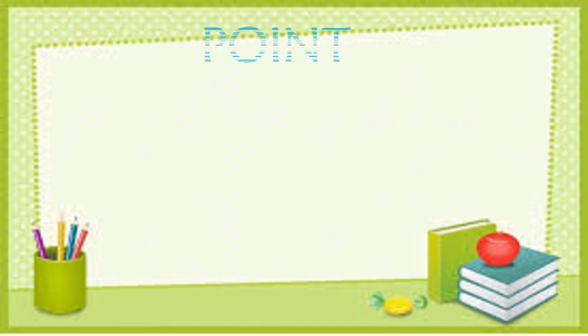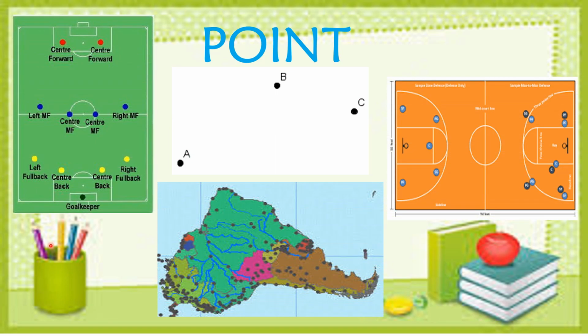Let's start with the most basic, the point. These are points. They are just tiny dots in space. Points can be used to represent a specific location in space, just like here in these pictures. Points here represent the players, and also here, and also in the map. Points here represent something.